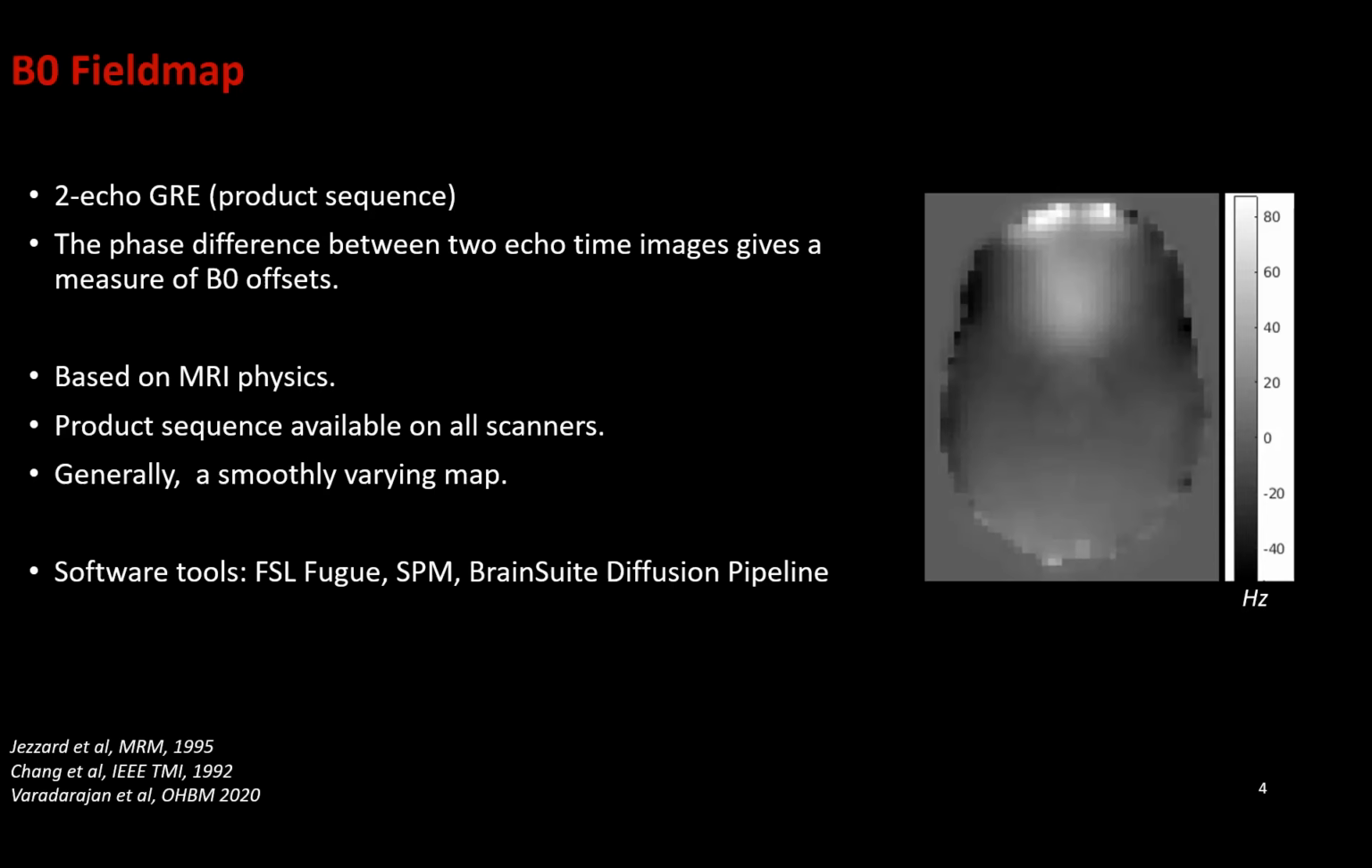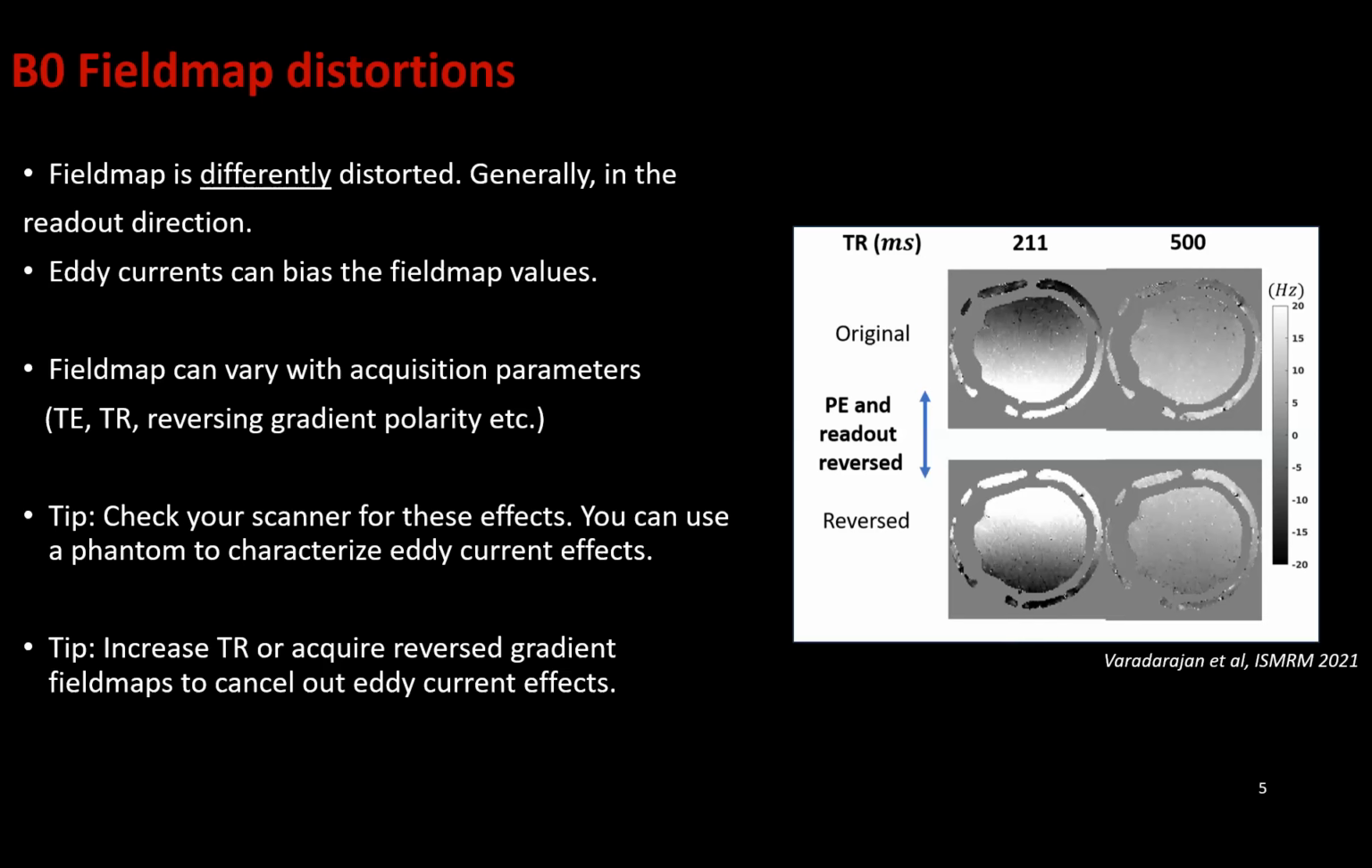So given this, what can go wrong? Well, there's plenty. First and foremost, the field map itself can be distorted. If it was distorted in the exact same way as your EPI, that's fine. You can work with that. But no, how can our life be that easy, right? The field map is differently distorted, and definitely different from EPI, and that's why "differently" is underlined.